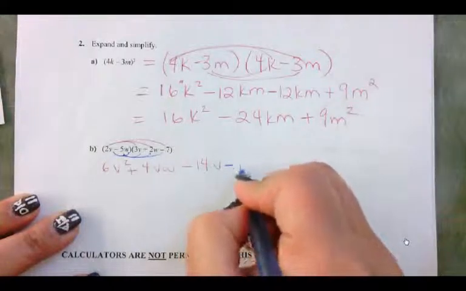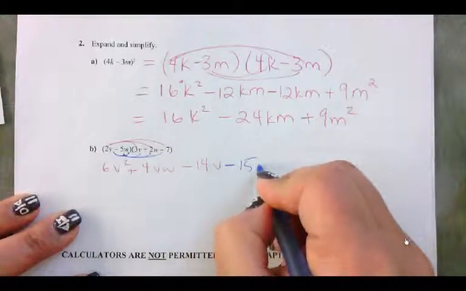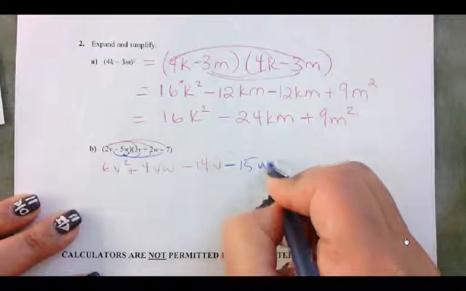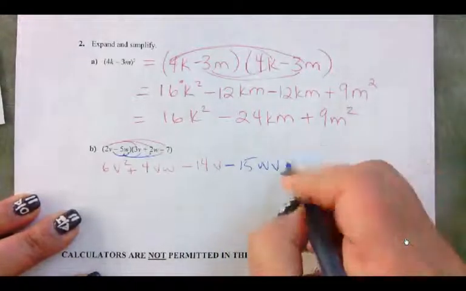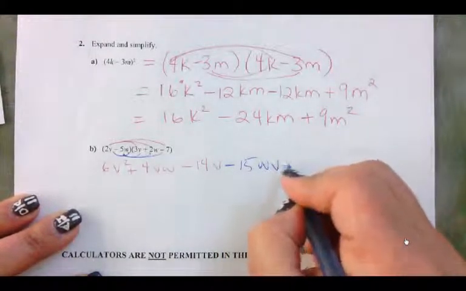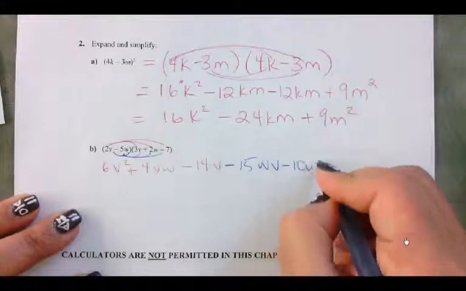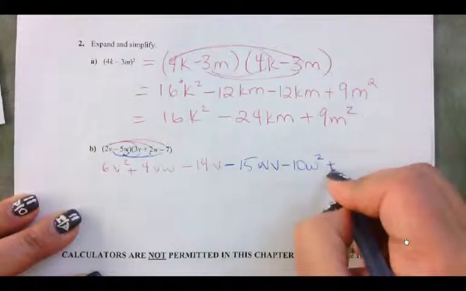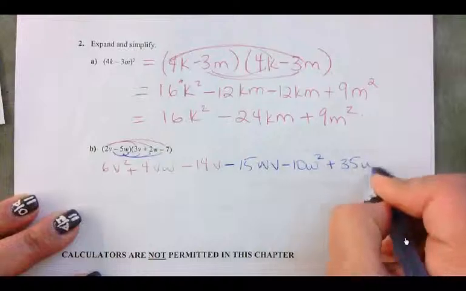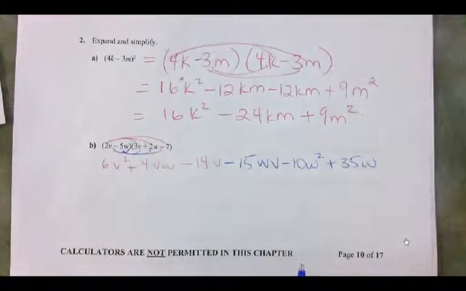So we get minus 15vw, but I'm writing wv, minus 10w squared, and then plus 35w. Okay, so you just have to be careful with the negatives and all of that stuff. So now combine everything, so all your v squareds, all your vw's, all your w's, and your w squareds.